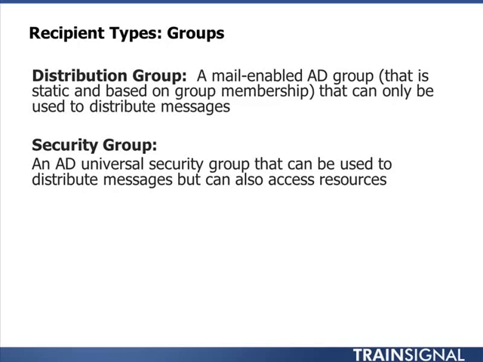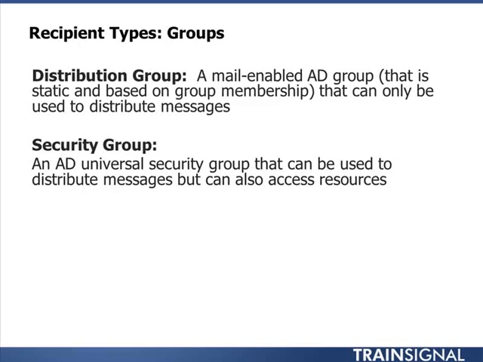But at the same time, this Active Directory Universal Security Group can also be used to assign permissions to resources. So that's the distinction between a distribution group and a security group. The similarity between the two groups is that you can use both for distributing emails, and both are static, so they're based on group membership. But the difference is with the security group, you can also provide access to resources through permission settings, and you can't do that with the distribution group.